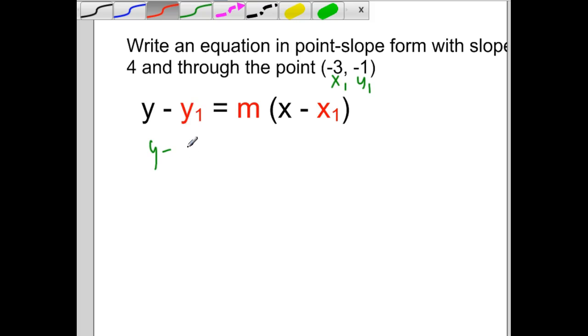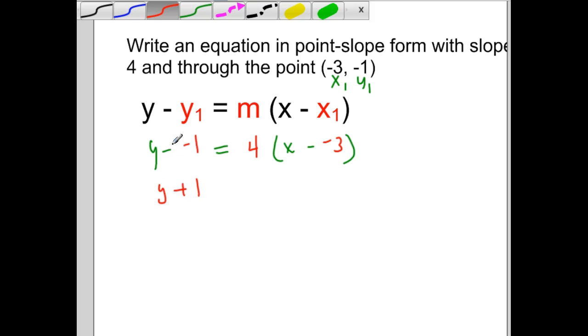The y1 is -1. I still have equals. I'm going to replace the m and I'm going to replace the x1. M is the slope, that's 4. X minus the x1. X1, as I look up here, is -3. This is it. All I have to do is simplify, clean it up a little bit.